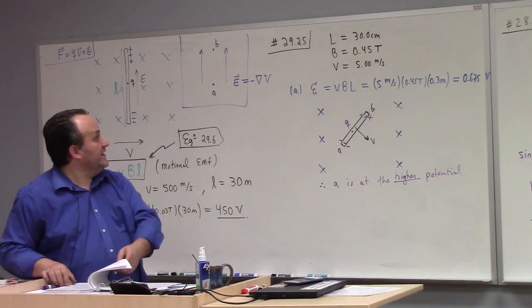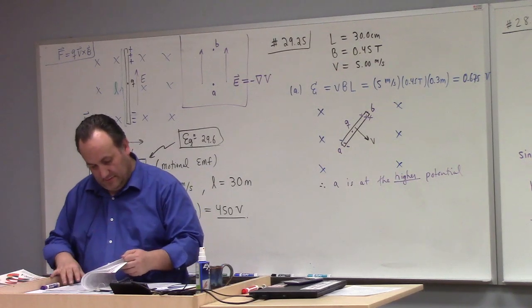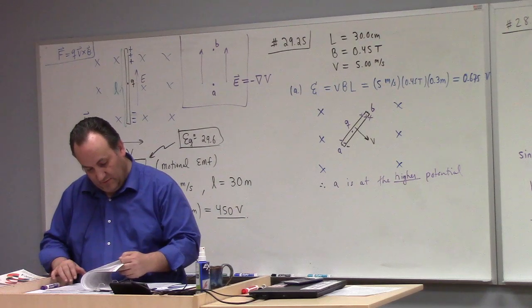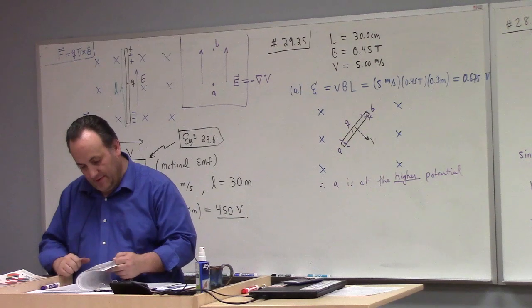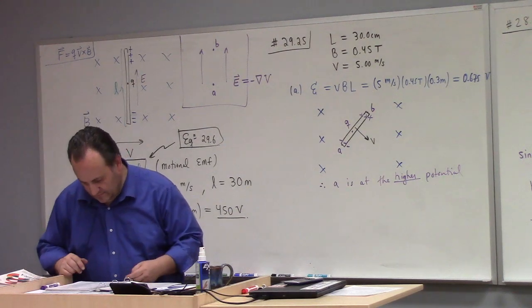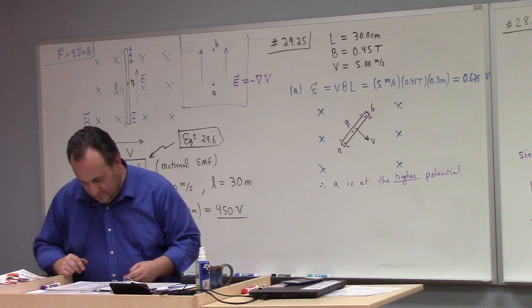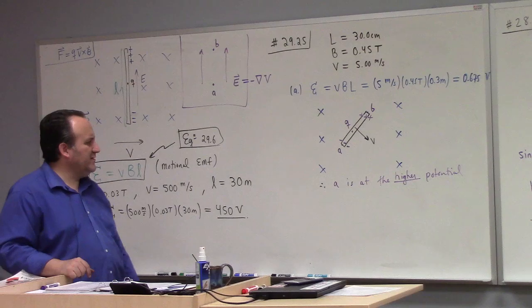Let's see here. What was this, 29.25? Let's make sure at least I haven't steered you wrong here. 29.25, 0.675 volts. Woohoo! But what was the question? Which point, A or B, is at the higher potential? It says B is at the higher potential? Oh man, really?